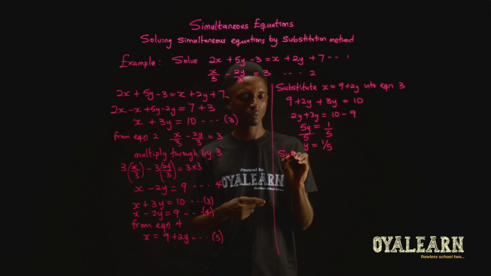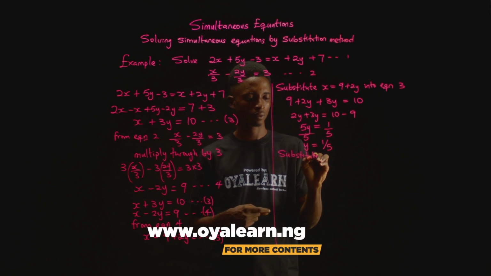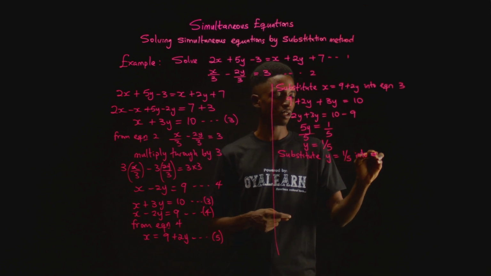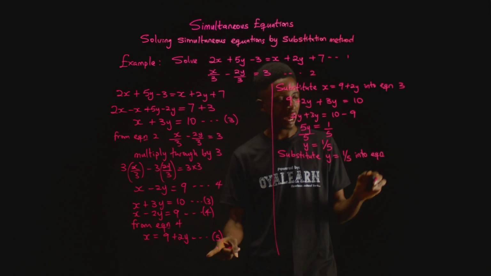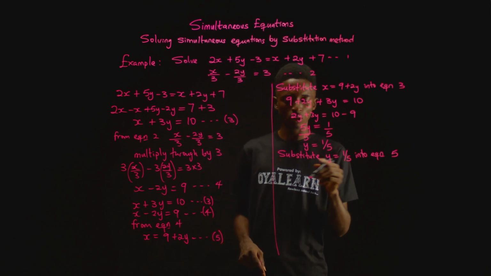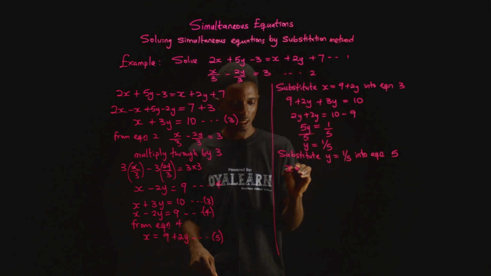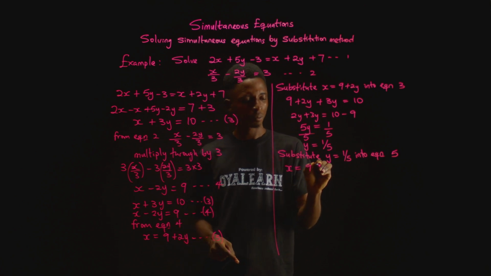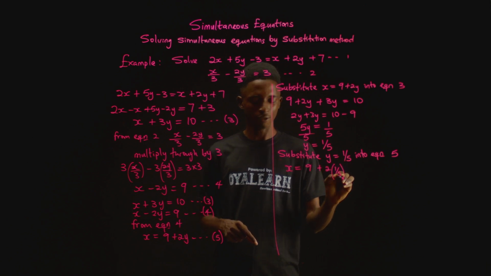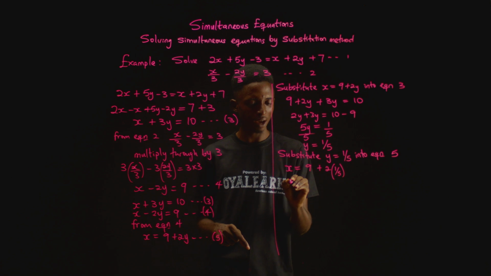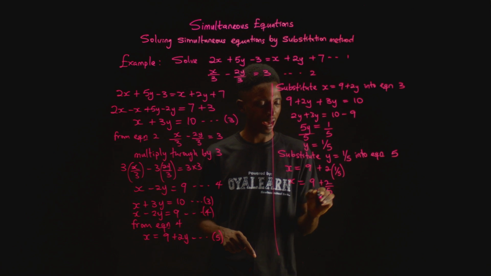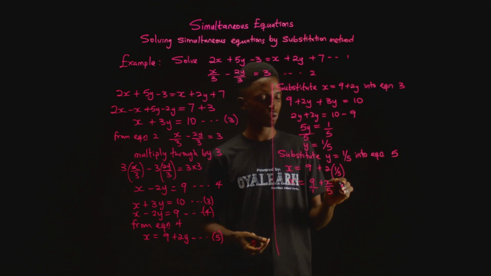So let's substitute y equals 1 over 5 into equation 5. Anywhere I see y, I will put 1 over 5. So my x would then be equal to 9 plus 2 into, in place of y, I have 1 over 5. Now to solve this, we have x equals 9 plus 2 over 5. This is just like saying 9 over 1 plus 2 over 5.